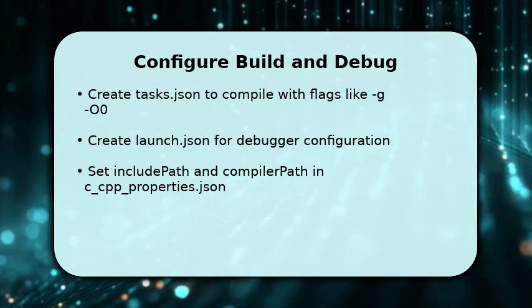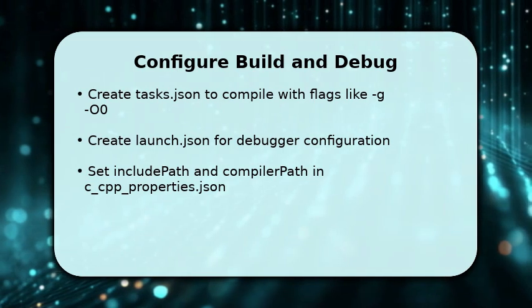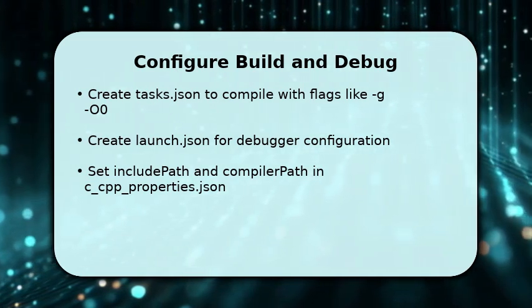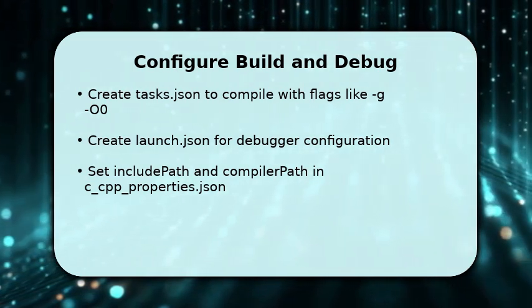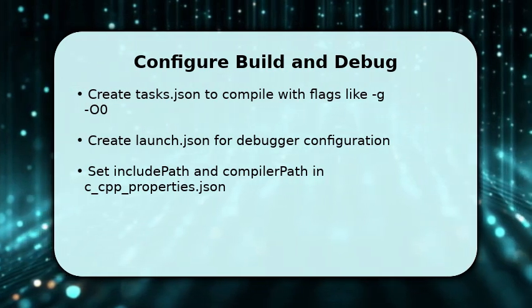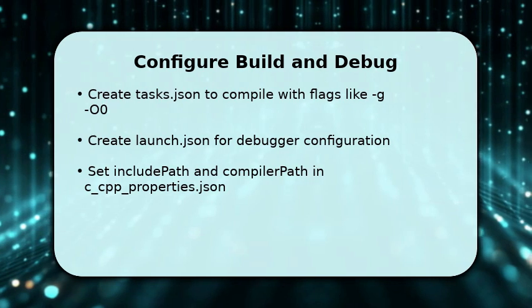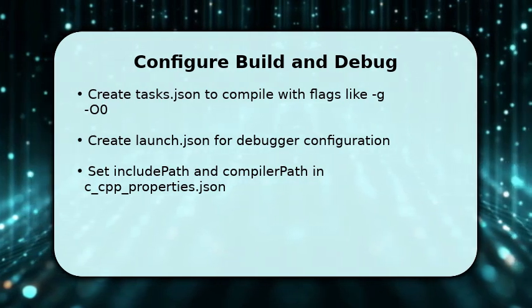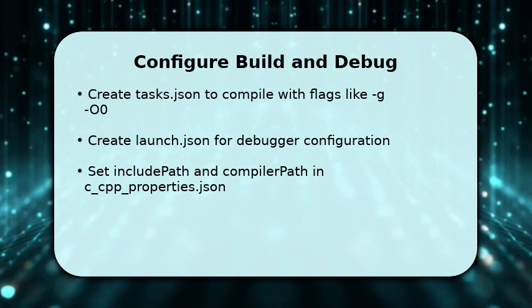Once done, create launch.json to launch the debugger, LLDB or GDB on Linux/macOS, cppvsdbg or cppvs on Windows, and point it to the compiled binary. Also set include path and compiler path in c_cpp_properties.